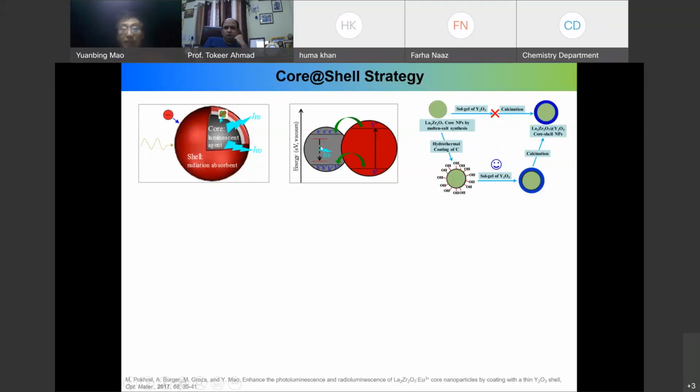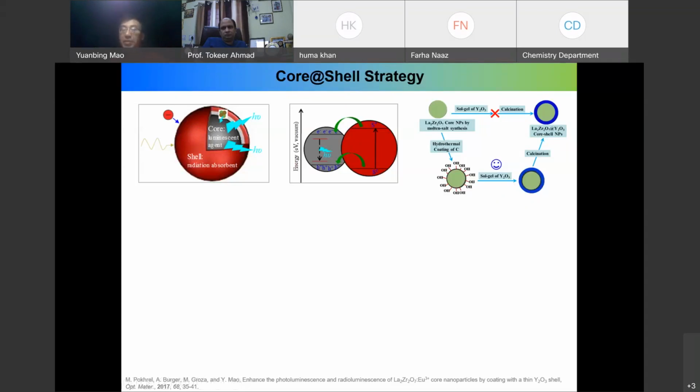So that's the design, and also we know that this type of nanoparticles, in general, have a lot of surface defects, right? So that is not ideal for luminescence. To eliminate the surface defects, it's a common strategy to coat the core material with a shell material. So that's the other consideration as well.